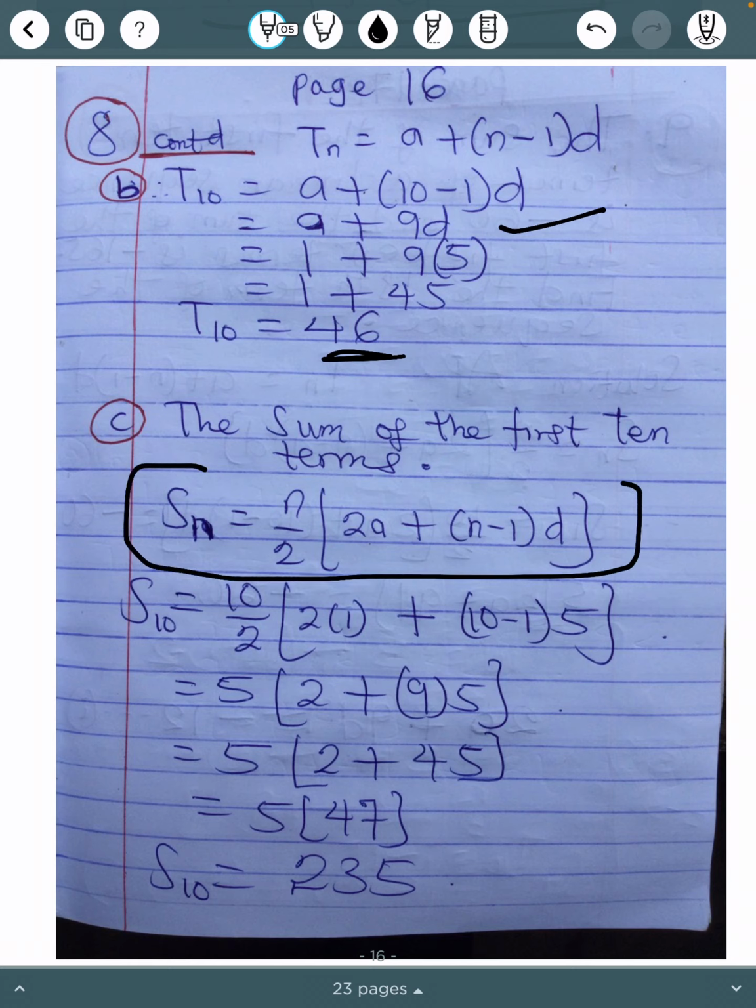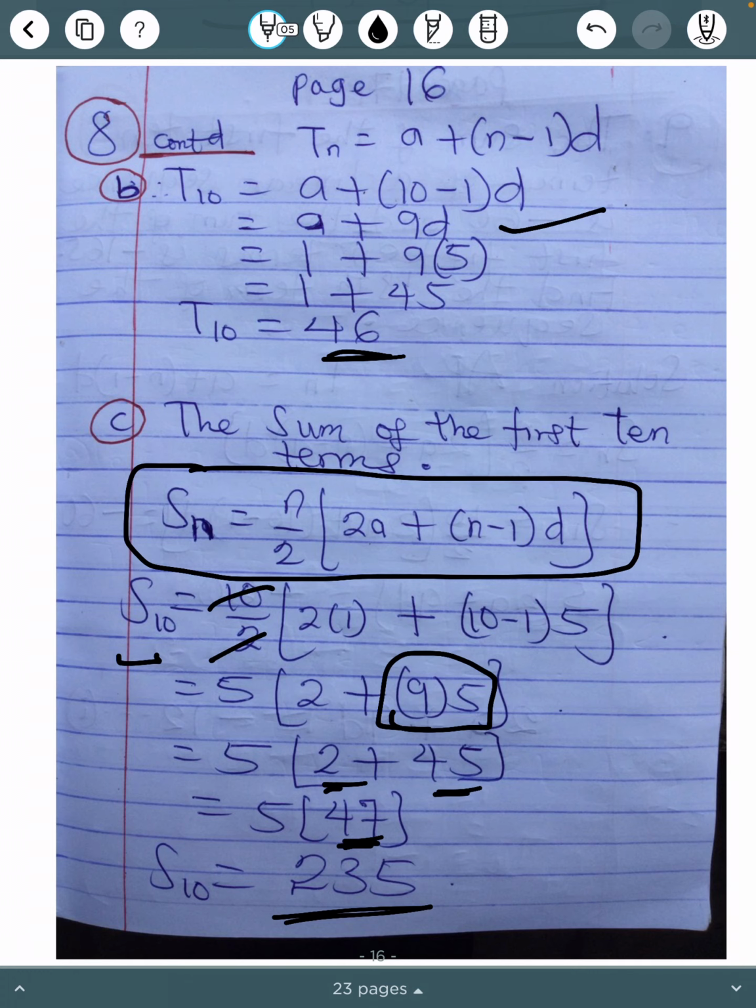Let me use this formula: Sn is n over 2, 2a plus n minus 1 d. That means the sum of the first 10 terms will be 10 over 2, 2 times 1, which is 2a, plus 10 minus 1, which is 9, times 5. My sum will be 235. Be careful here to do the multiplication first before adding your answer to 2, so that you don't make a mistake.